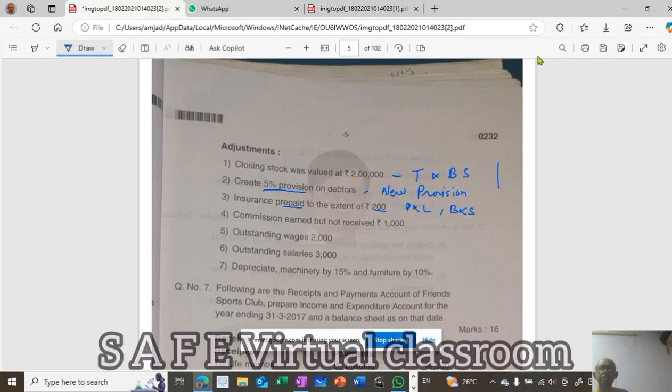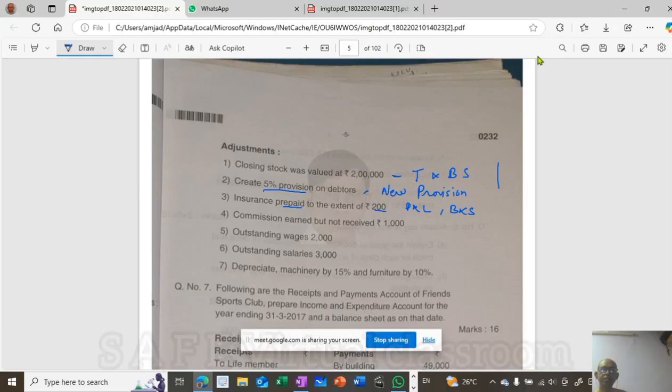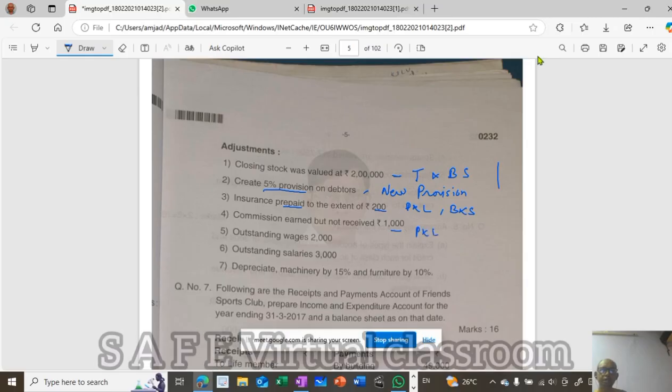Correct. So commission earned but not received. What we have to do with this? Commission earned but not received. We have to first of all minus. No. Commission earned but not received, you have to add. Because you said that name, something from A. Accrued income. Okay, yeah.